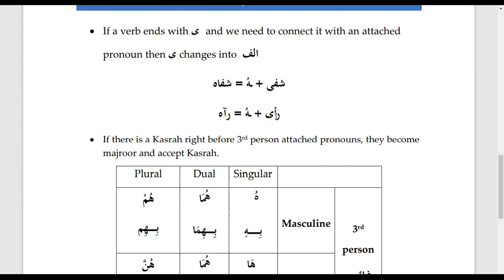So it will be ra'ahu, he saw him. And in Surah An-Najm, verse number 13, وَلَقَدْ رَآهُ نَزْلَةً أُخْرَى. So, and he certainly saw him in another descent. So it changes into mad or standing fatha.